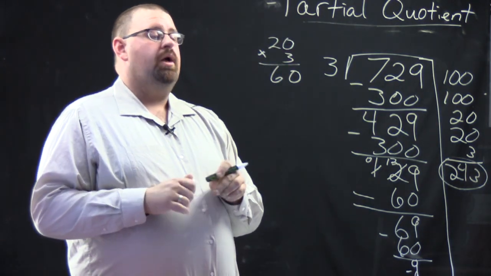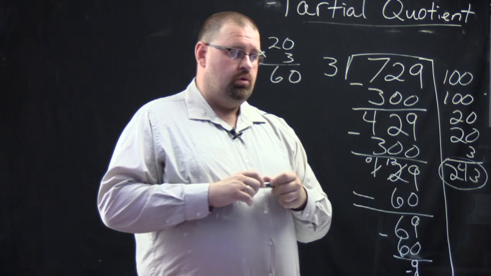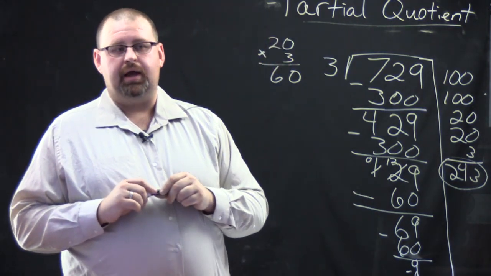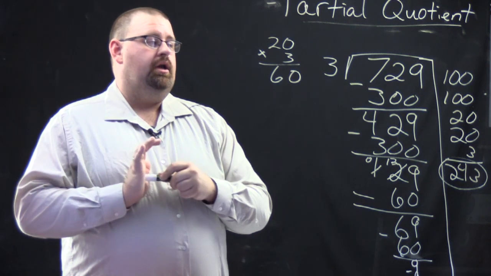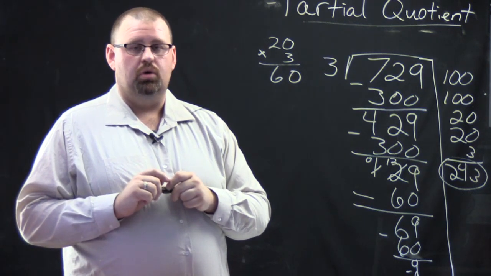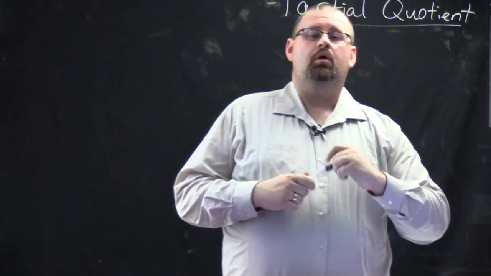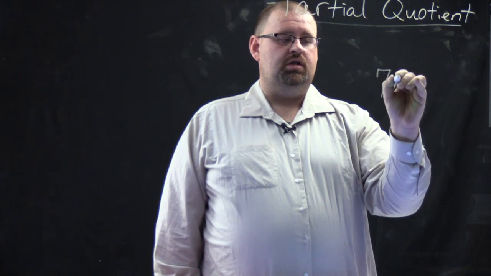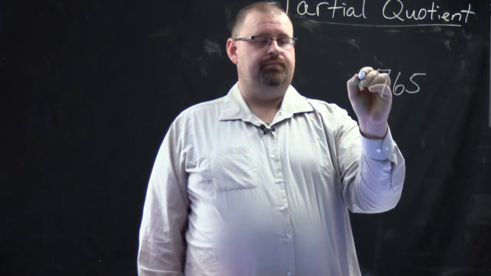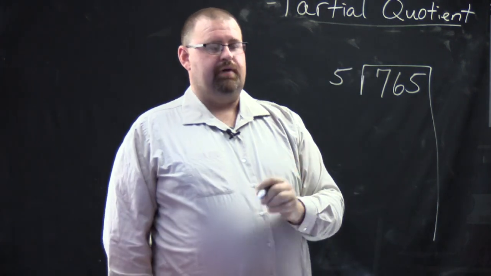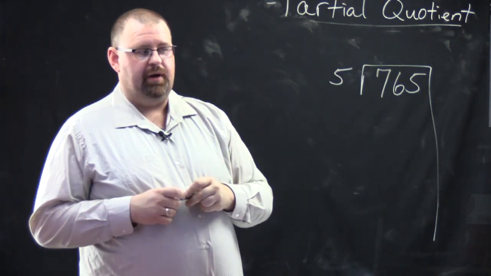All right, we have one more problem I want you to try using partial quotient, and I will be collecting these when you come back in the next day for class. And you should have both of these answers, the one for traditional and the one for partial quotient, ready when we start. All right, your partial quotient problem I want you to do, 765 divided by 5. 765 divided by 5.